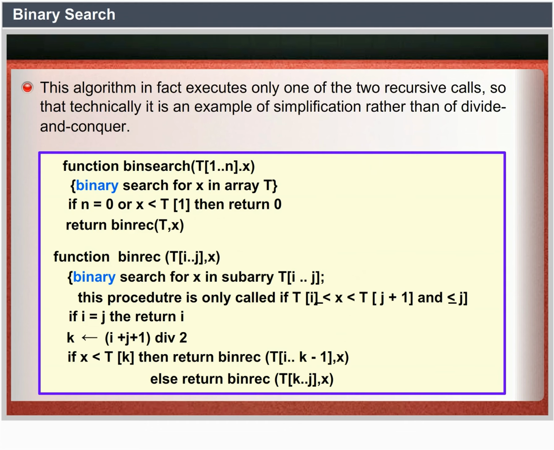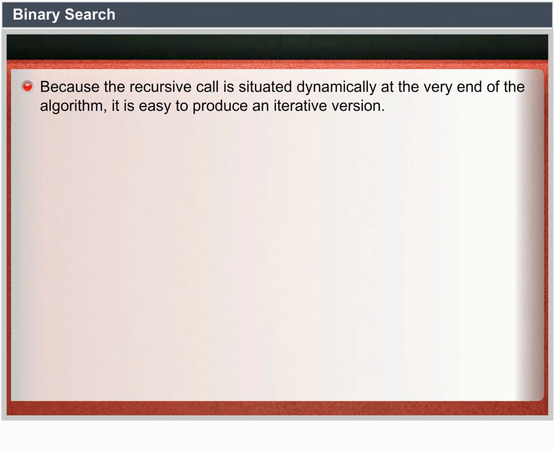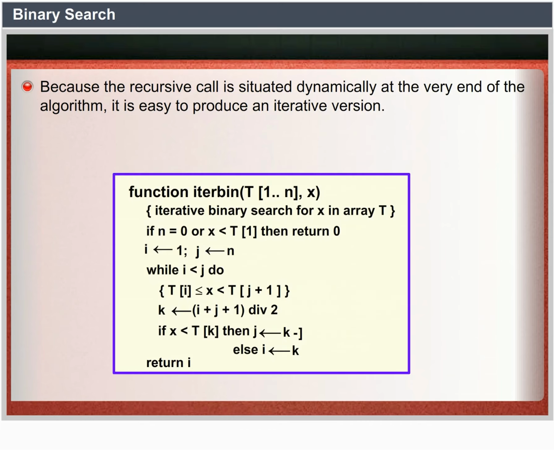This algorithm in fact executes only one of the two recursive calls, so that technically it is an example of simplification rather than of divide and conquer. Because the recursive call is situated dynamically at the very end of the algorithm, it is easy to produce an iterative version. The iterative binary search procedure is shown in this figure.